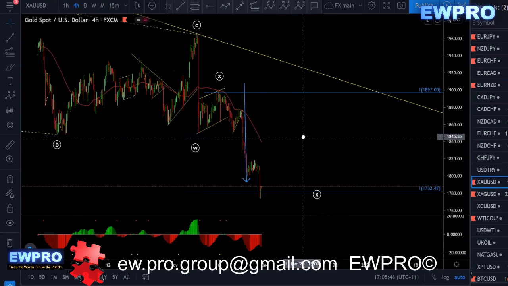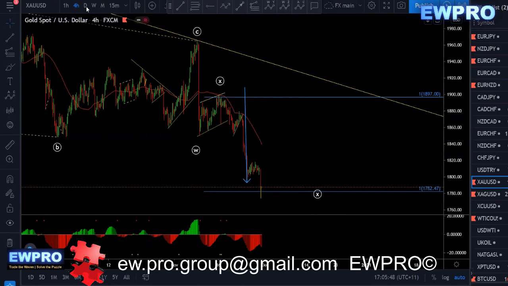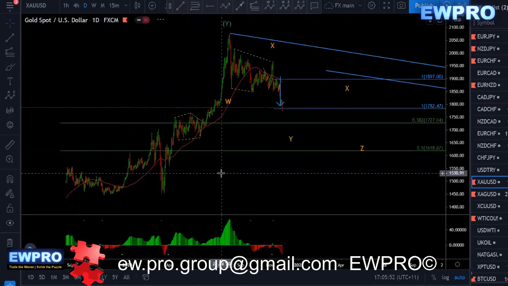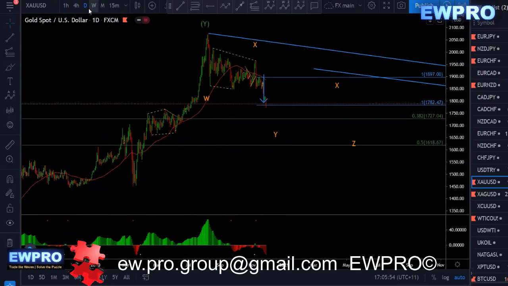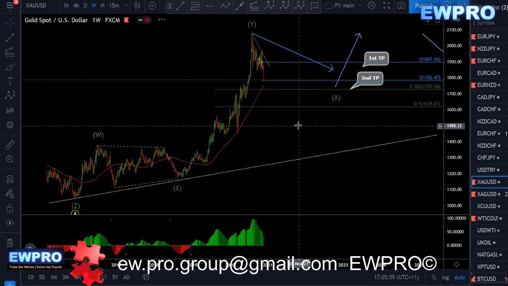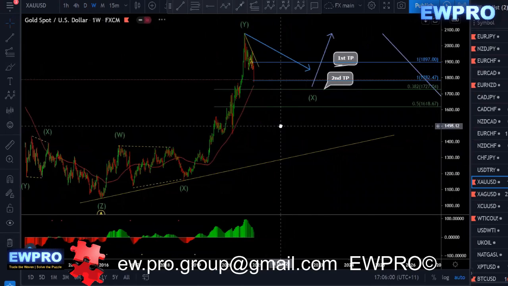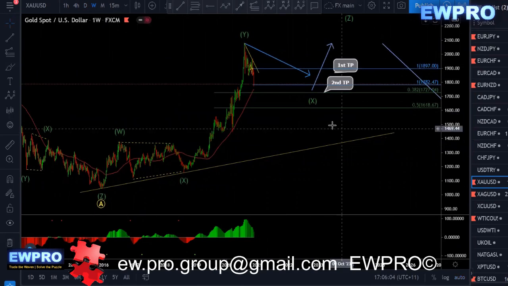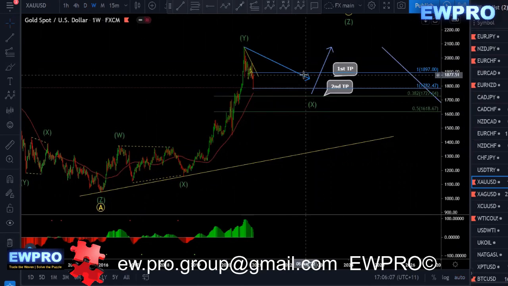So gold hit the target. If we go H1, the daily, like I've been saying on the weekly, I might as well run over it again. But on the weekly, we're looking for this. We're looking for this large correction here. So we're going to be in this correction for a long time.